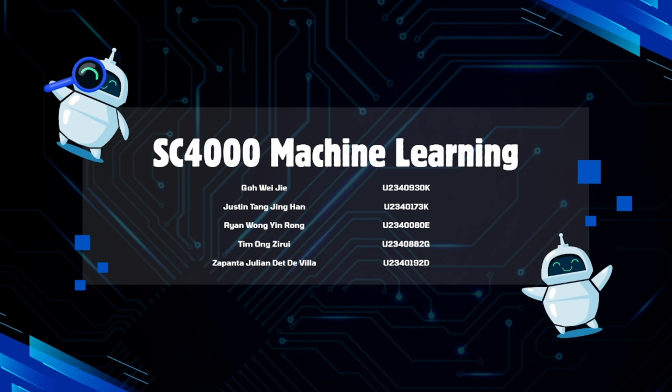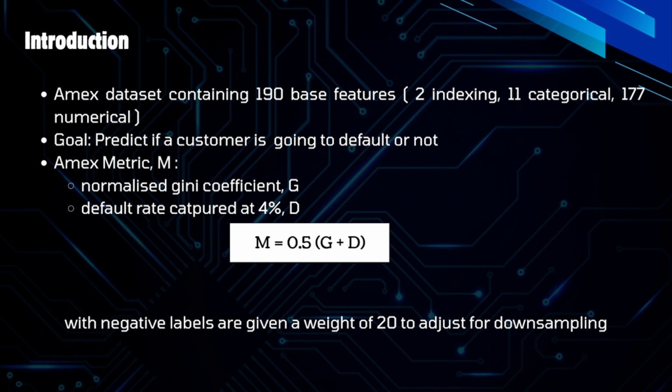I'm Tim, and today I'll be presenting our machine learning project on default prediction for American Express, or Amex for short. The Amex dataset contains 190 columns, including 2 indexing columns consisting of customer ID and transaction date time, 11 categorical features, and 177 numerical features.